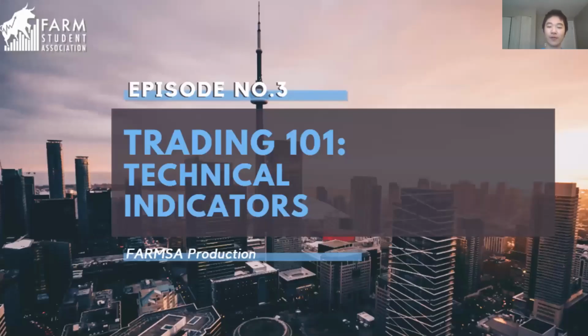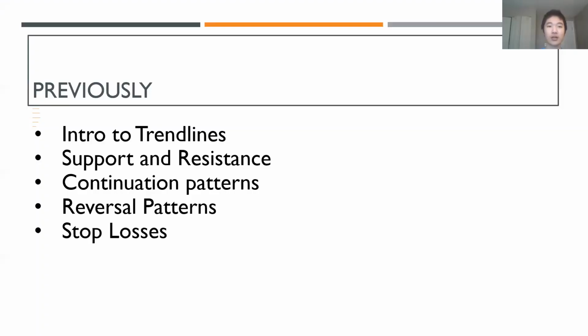So for today, we have technical indicators. If you haven't seen our previous video, which was posted last week, we covered all these bullet points, which are trend lines, support and resistance, patterns, and stop losses. I recommend you jump right into that video if you want to continue watching this video, because the topics that we covered last week are necessary for us to understand this week's topics.